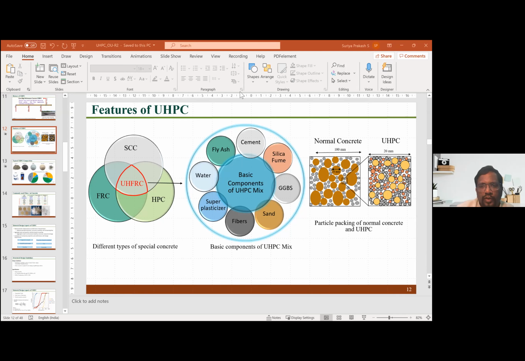Let me look at it. What is the difference between UHFRC and UHPC? The only difference is just terminology. When you put fiber in, UHPC also will have 1 to 2% of steel fibers. You can go even to 3%. So this is just how people call it.